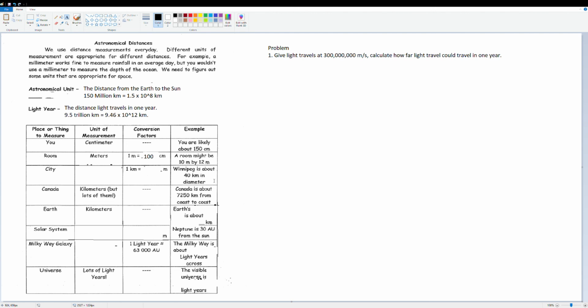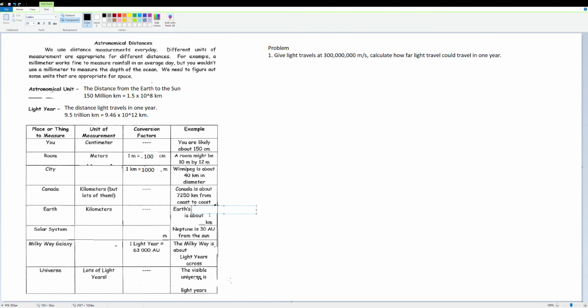The next big thing you can think of is a city. The city of Winnipeg is 40 kilometers in diameter. Of course, the prefix kilo means 1,000, so there are 1,000 meters in 1 kilometer. The next thing you can think of is Canada, which is about 7,250 kilometers from coast to coast. And then the next thing, when you think of getting bigger, is the Earth. We're still going to use kilometers here, but it's a fairly large number.